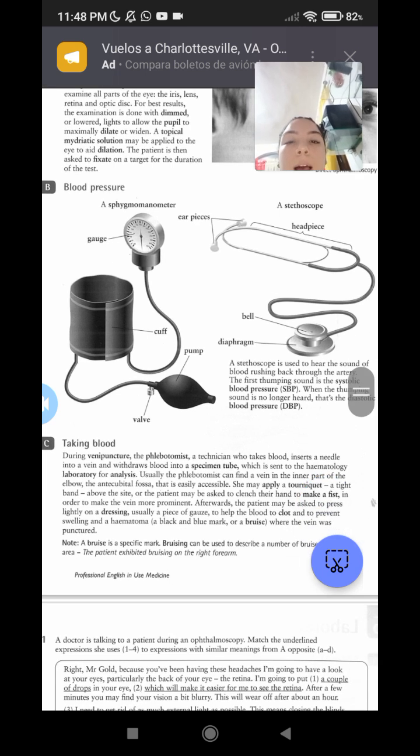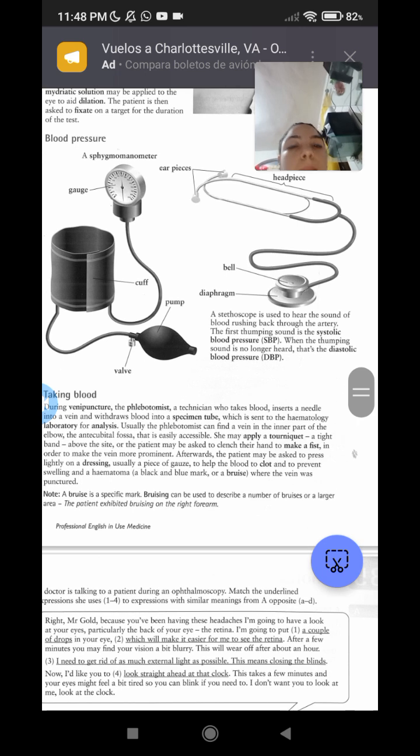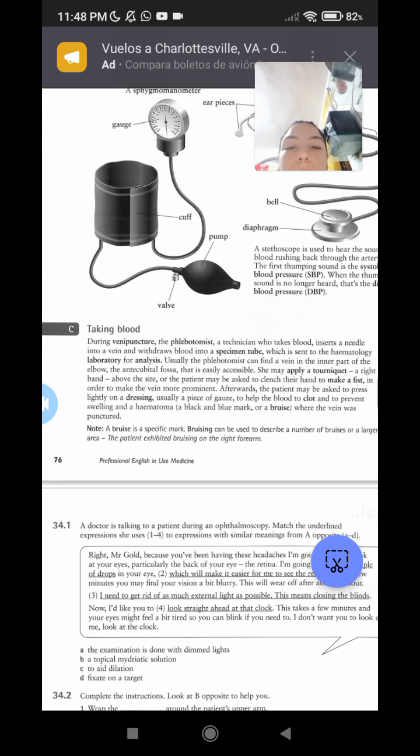Blood pressure. A sphygmomanometer, air pipes, a stethoscope, ear pipes, bell, diaphragm, pulse, cuff, bulb, gauge. The stethoscope is used to hear the sound of the blood rushing back through the artery. The first thumping sound is the systolic blood pressure (SBP). When the thumping sound is no longer heard, that is the diastolic blood pressure (DBP).